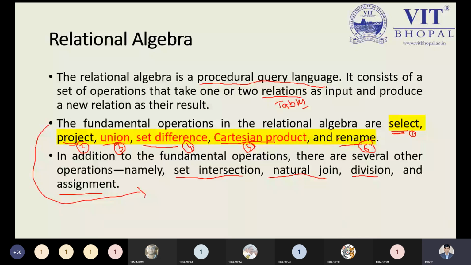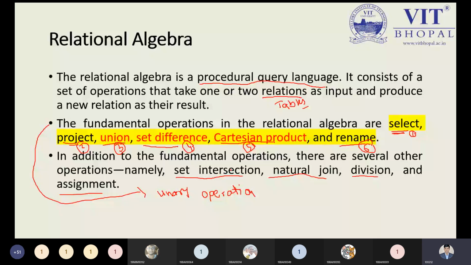You can listen. For select, project, and rename, only one relation is required, so I can say these come under unary operations. If you want to select anything in a table, you can perform a select operation. If I want to display the student details, only one relation is required. If I want to change the relation name from student to student data, I can do so. So rename, select, and project operations are applicable to only one relation, so we can say this is a unary operation.